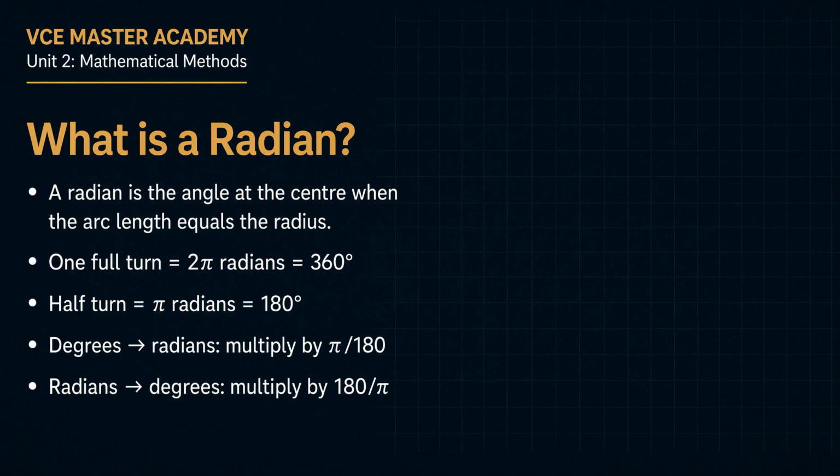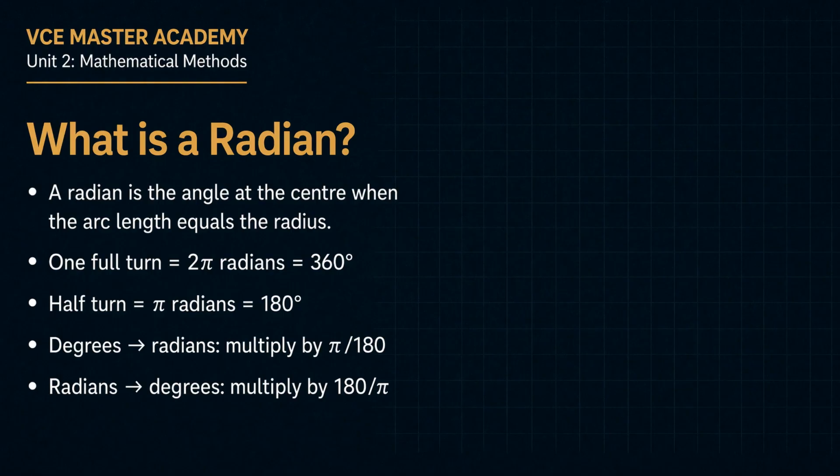Here is the idea. Take the radius of a circle and bend it along the edge of the circle. The angle that this bent radius makes at the center is exactly 1 radian. That is it. And if you wrap the radius all the way around the circle, it fits exactly 2 pi times. So, 1 full turn is 2 pi radians, and that is the same as 360 degrees. Half a turn, pi radians, is 180 degrees.